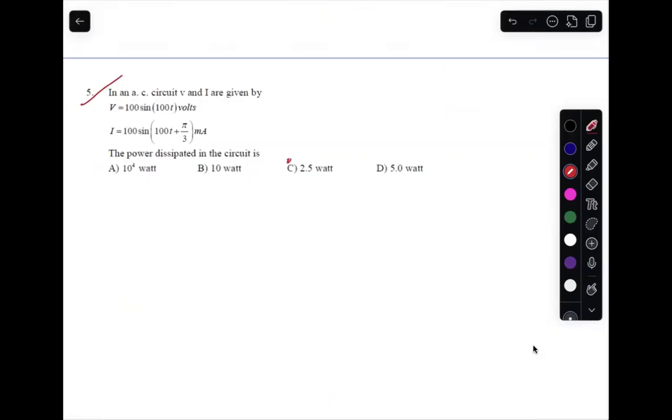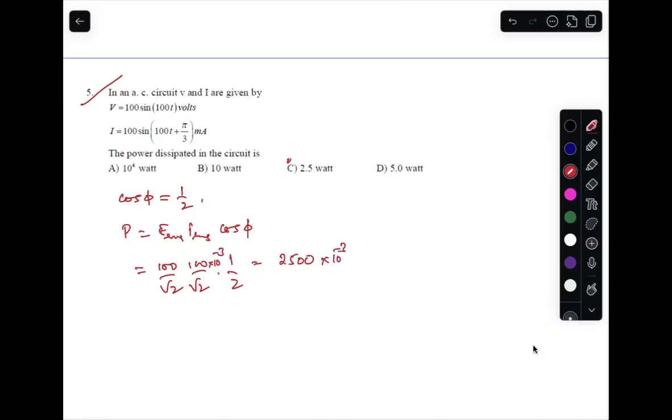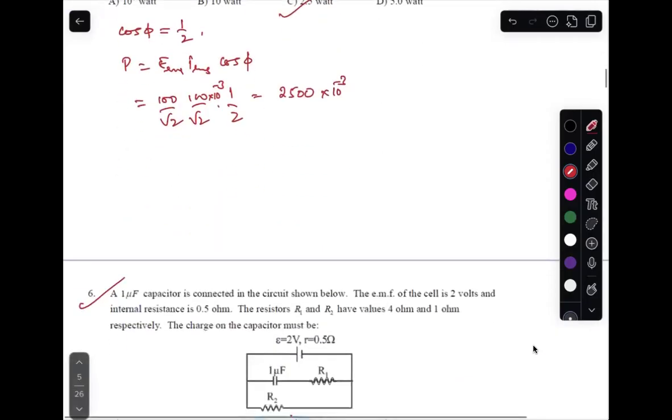Next, in an AC circuit, V and I are given. You can clearly see I is leading V by pi by 3. So cos phi is 1 by 2. Our power is E RMS, I RMS cos phi. Repeatedly, one question is coming from this in the last 3 or 4 grand tests. So E RMS is 100 by root 2, I RMS is also 100 by root 2, cos phi is 1 by 2. So overall, this is going to be 2500, and remember, this is milli, 10 power minus 3. So 2.5 watt is correct, right?